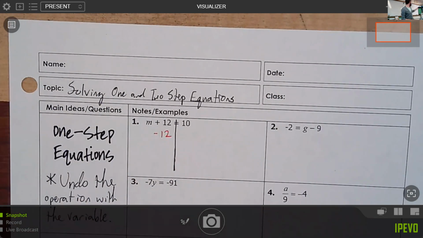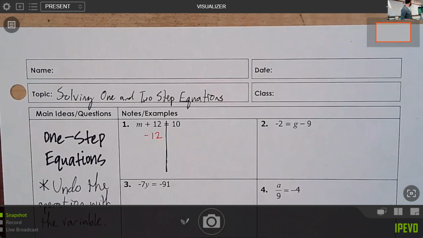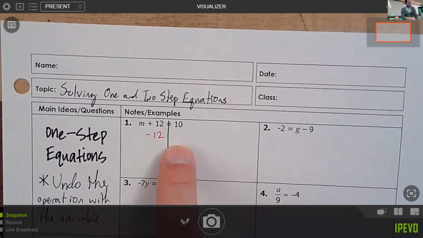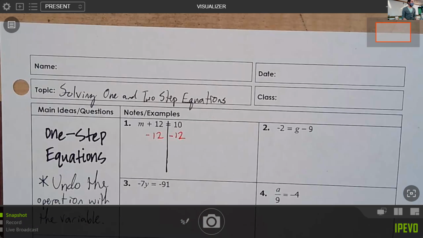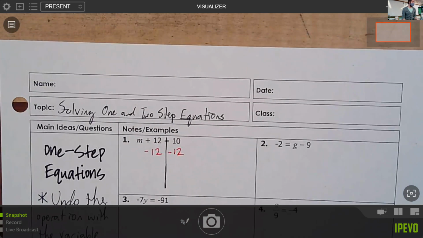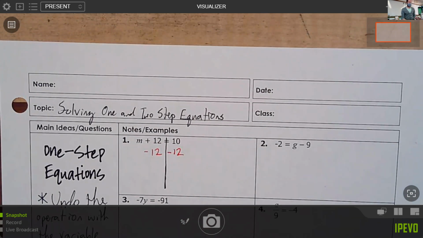But just like over here with this little diagram, that little sketch over there, if I take away 12 from one side, I have to take away 12 from this side as well. And this might seem really basic and you're like, yeah, I've seen this before, which is great. If you know this, awesome.